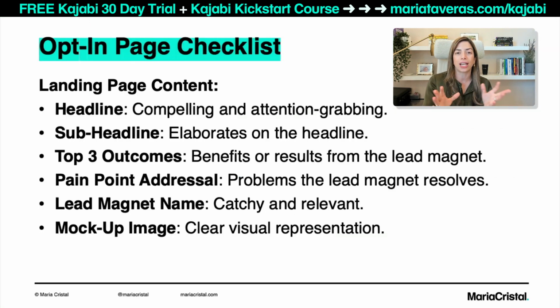So let's see a checklist of what you need for this opt-in page or landing page for them to register. You need a headline, a compelling and attention-grabbing headline. Maybe have a sub-headline that explains a bit more about it. You can include the 3 outcomes or benefits or results that they will receive from this lead magnet. You can address their pain points. What are the problems that you can solve?